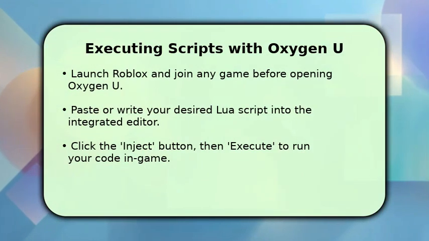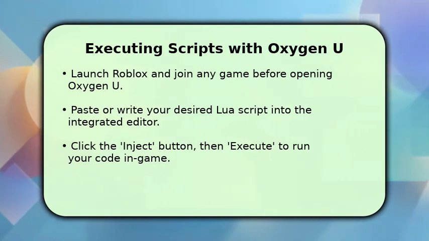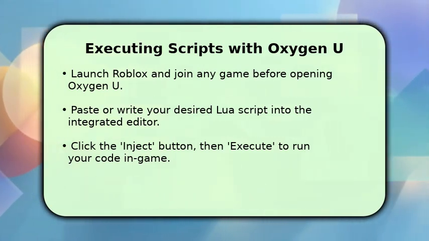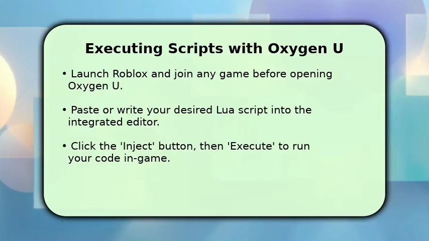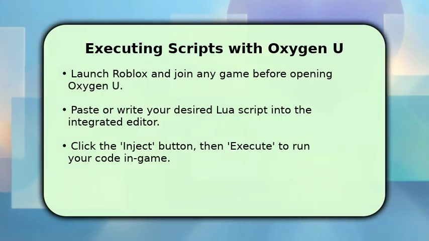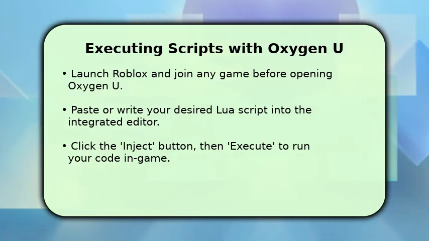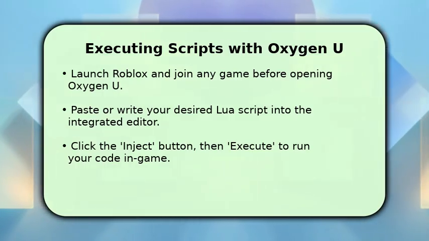With Oxygen U installed, first open Roblox and join any game you wish to modify. Next, open Oxygen U and navigate to its built-in script editor. Here, you can paste a script you found or write your own Lua code. After your script is ready, click the Inject button to connect Oxygen U to the game, followed by the Execute button to run your script instantly within the game environment.